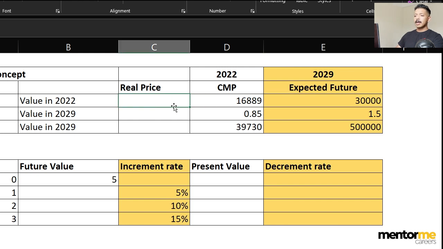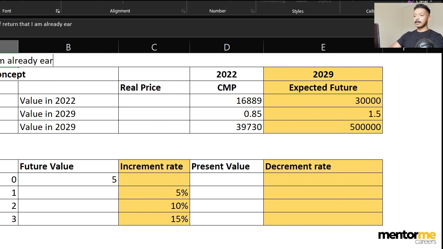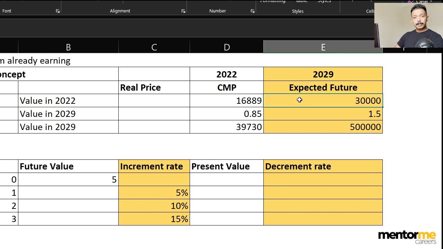Now the question is, am I willing to buy at 16, 18, 90 index? Well, that depends upon what my opportunity cost is, right? What I mean by opportunity cost is just the rate of return that I am already earning. I'm trying to oversimplify at the moment, but we'll get to the advanced stuff in a while. The rate of return that I am already earning will decide by how much I discount the future value and get it back to the present.